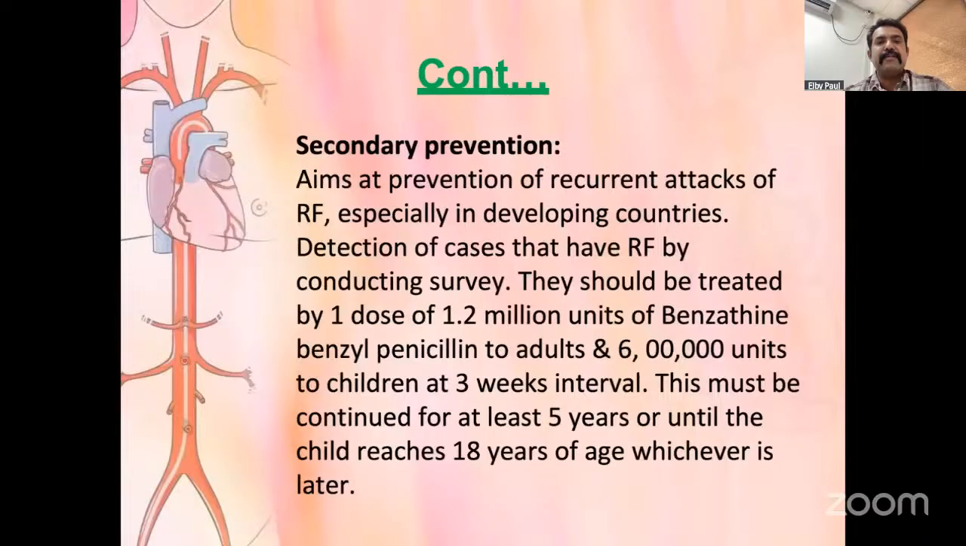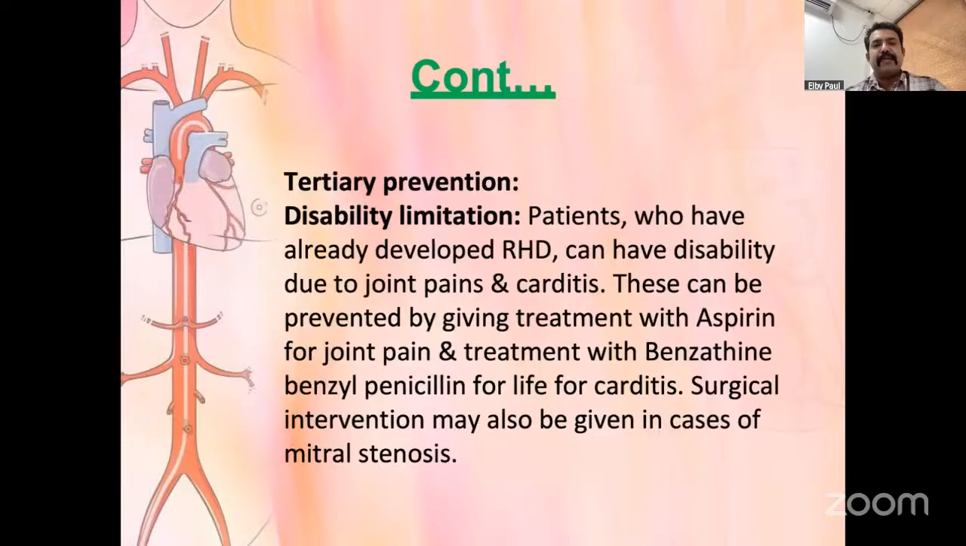Okay, secondary prevention aims at the prevention of recurrent attacks of RF, especially in developing countries. Detection of cases that have RF by conducting surveys; they should be treated with one dose of 1.2 million units of penicillin for adults and 6 lakh units for children at 3 weeks interval. This must be continued for at least 5 years or until the child reaches 18 years of age, whichever is later.